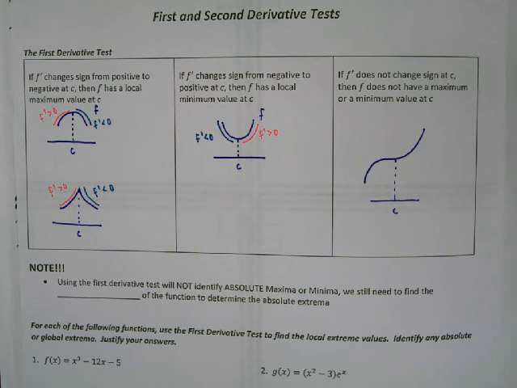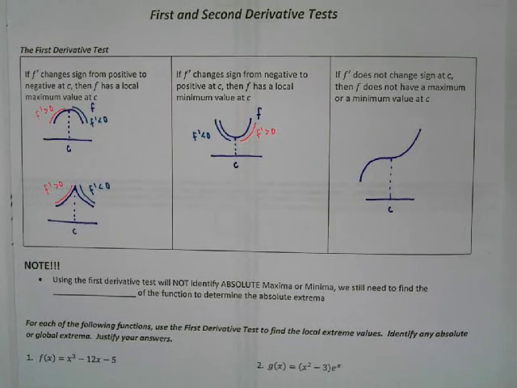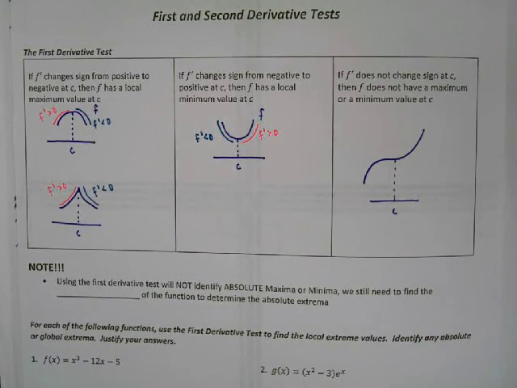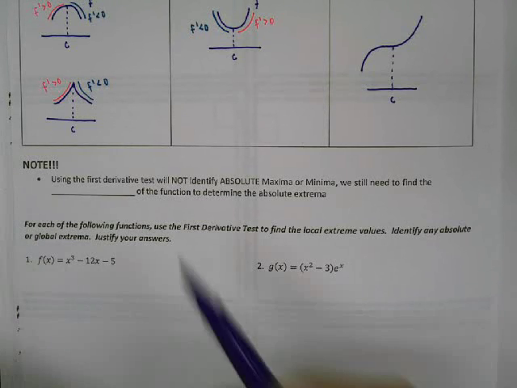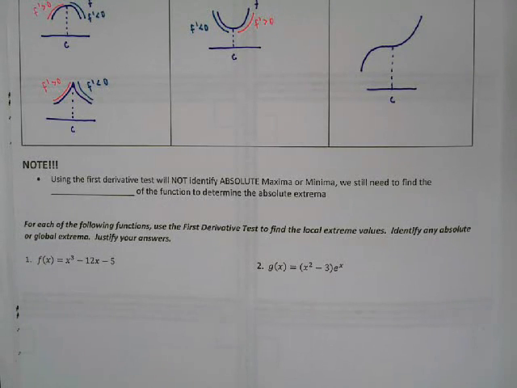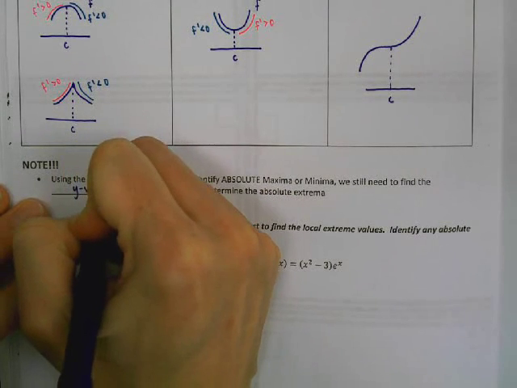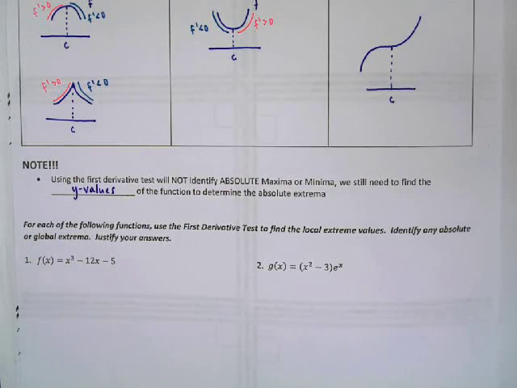Again, that's all the first derivative test is telling us, and that's something we really already knew. But we'll look at how we're going to apply it now that we know this test. The note down here says using the first derivative test will not identify absolute max or min values, so we would still need to find the y values of the function in order to find those absolute extrema.